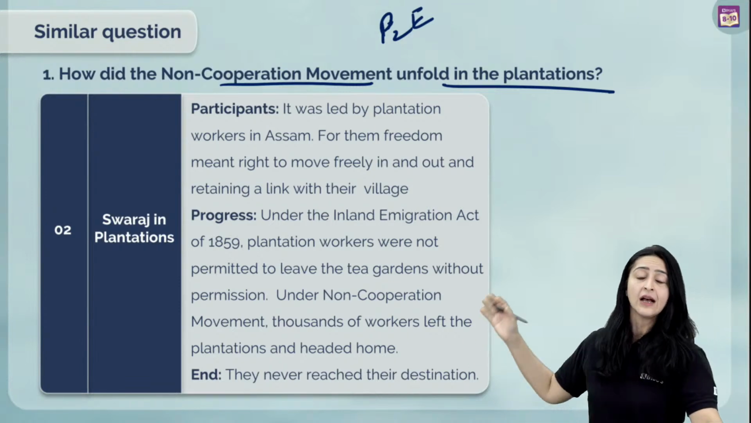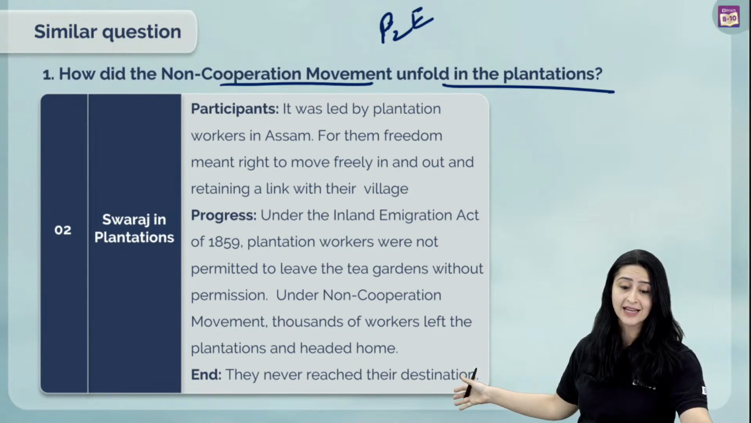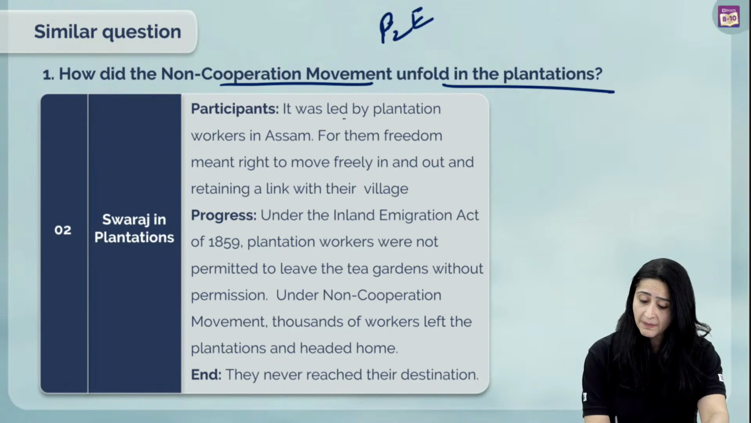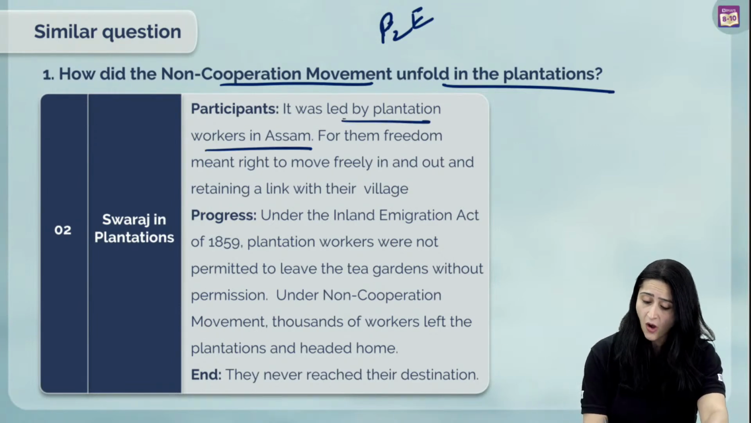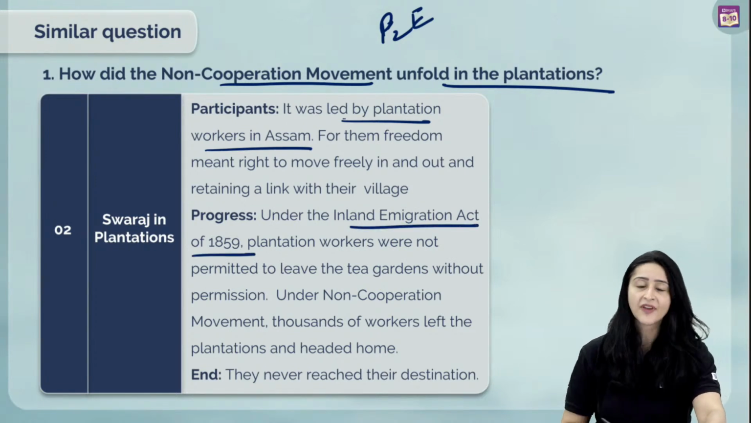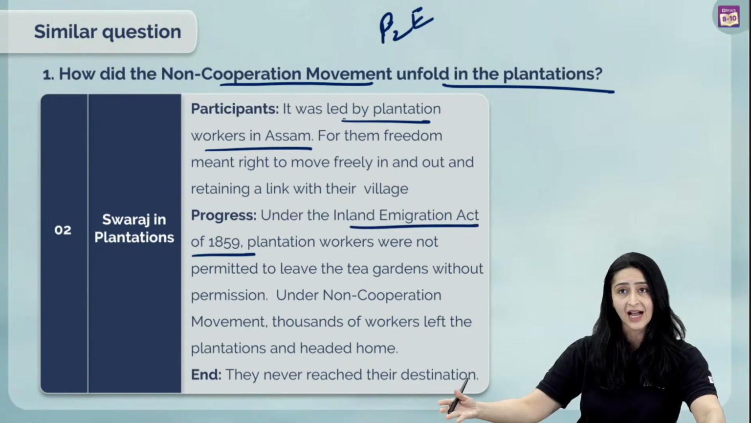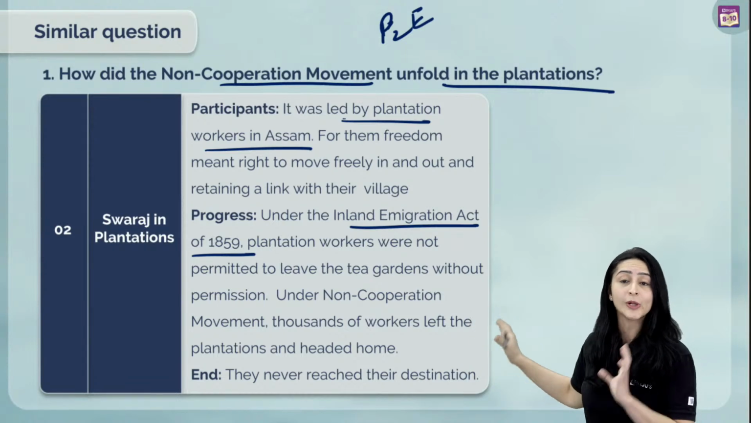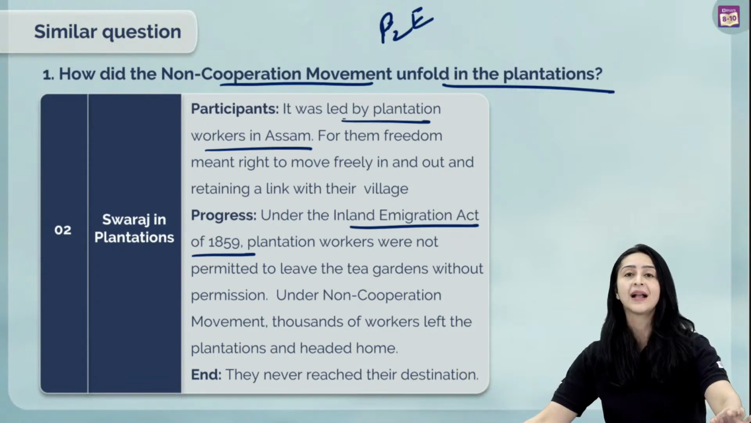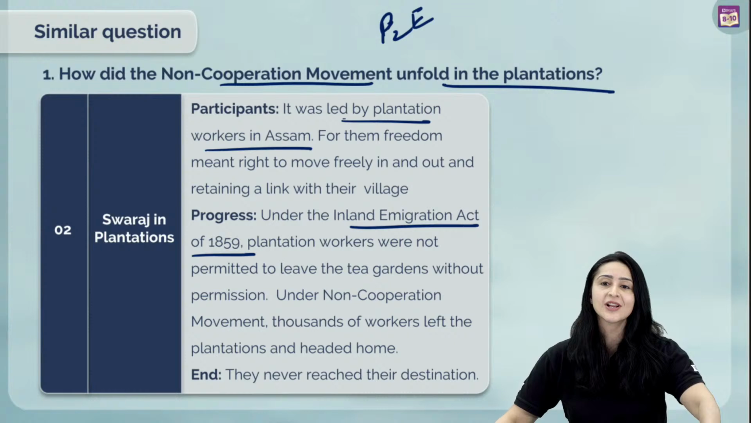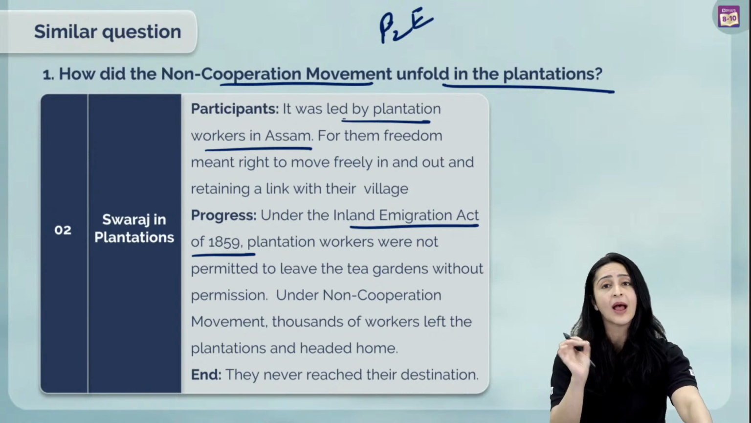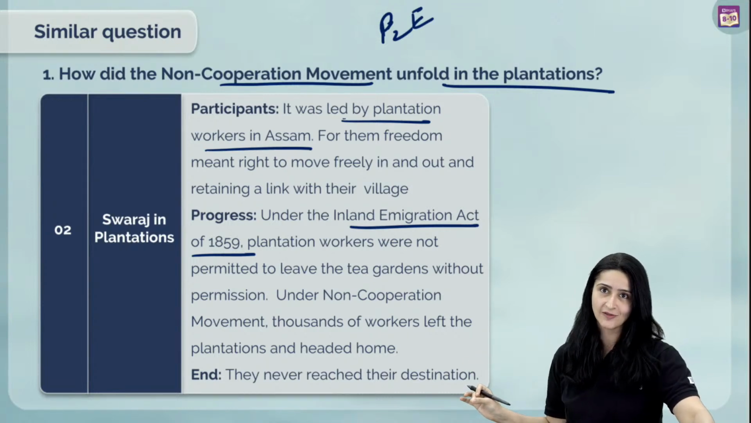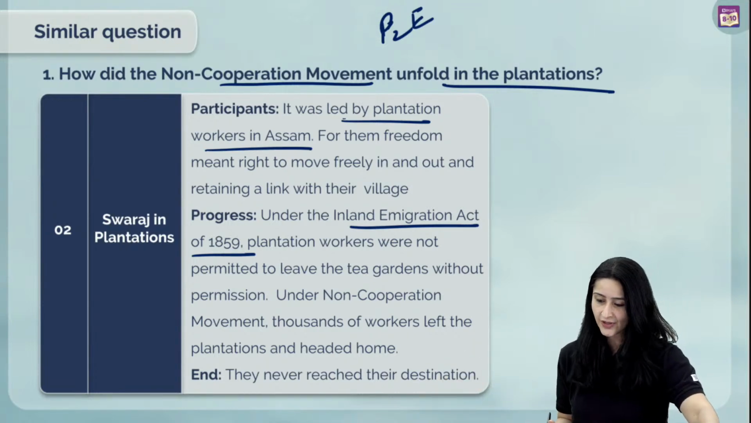We covered Swaraj in the plantations, where we spoke about it being led by plantation workers in Assam. This was because of the Inland Emigration Act of 1859, where they couldn't leave the tea gardens, etc. So we've given you the whole thing again in terms of participants, progress, and end. You will get your answers from there. I'm not going to solve the question for you. You can refer to our history session for this.